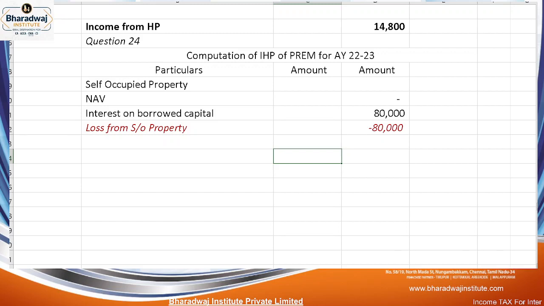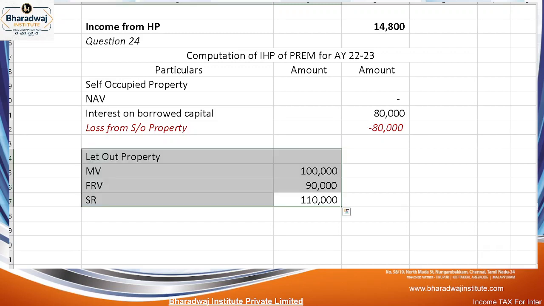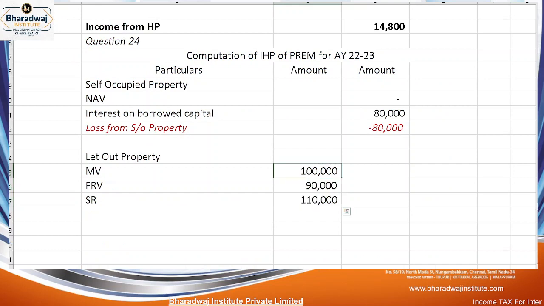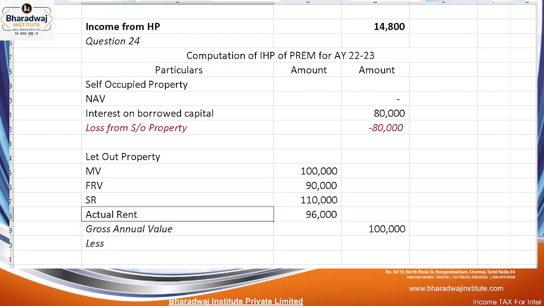Then let us come to the let out portion. 1/3 is let out. So all the values should be taken 1/3. Municipal value, rental value, standard rent, everything you should take 1/3. Actual rent, don't take 1/3. That is already given for the let out portion only.